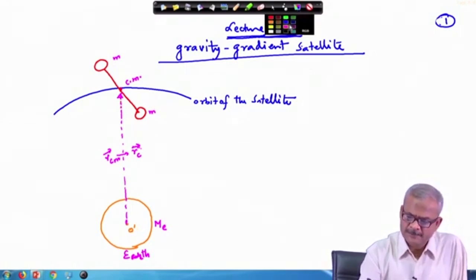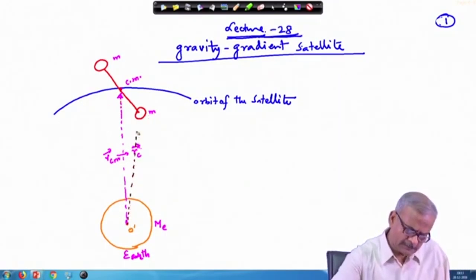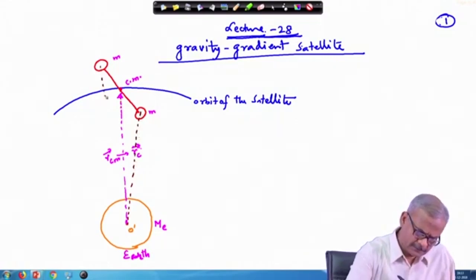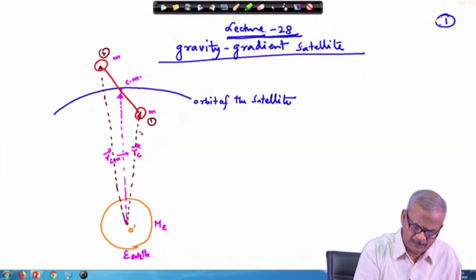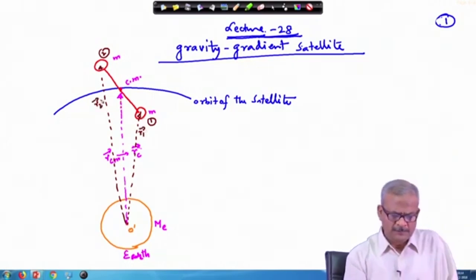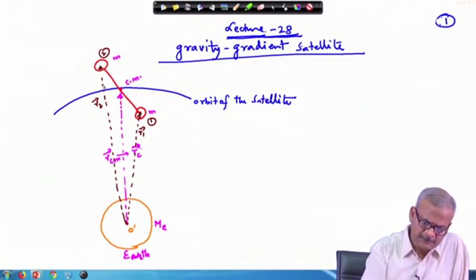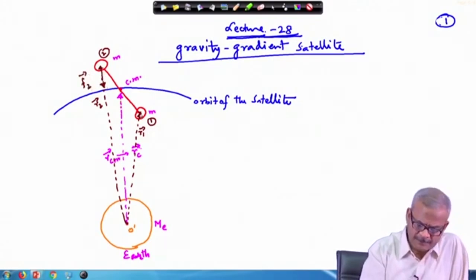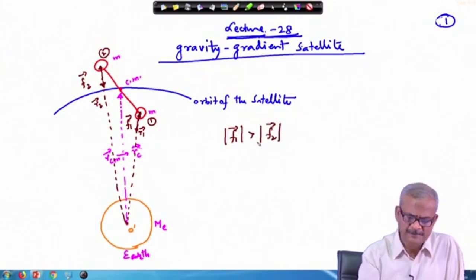So, what we observe from this place, if we join this and, say, this is the first mass, this is the second mass, and we write this distance as R 1 and this as R 2. Obviously you see that this distance from the center of the Earth is less and this distance is more, and therefore the force acting on this particular mass along this direction we can write as F 2, and along this direction we can write as F 1. So, F 1 magnitude is greater than F 2 magnitude for this particular configuration.